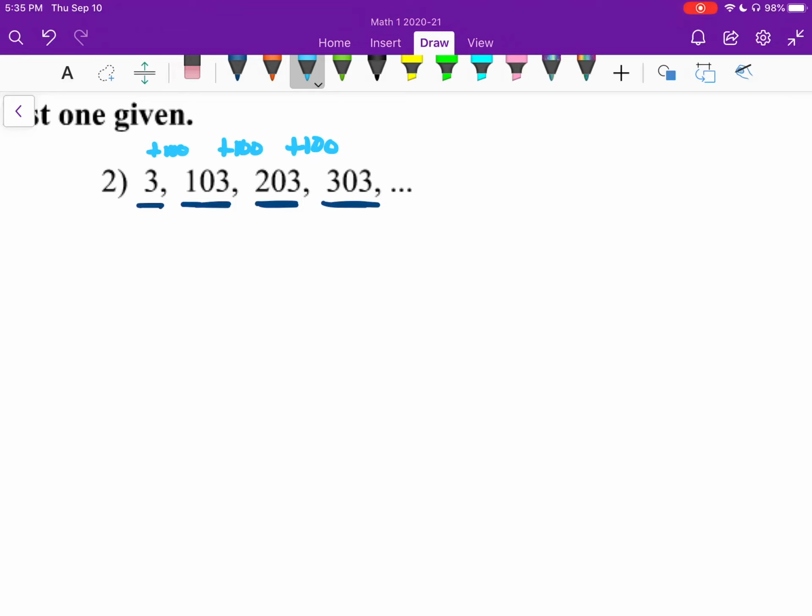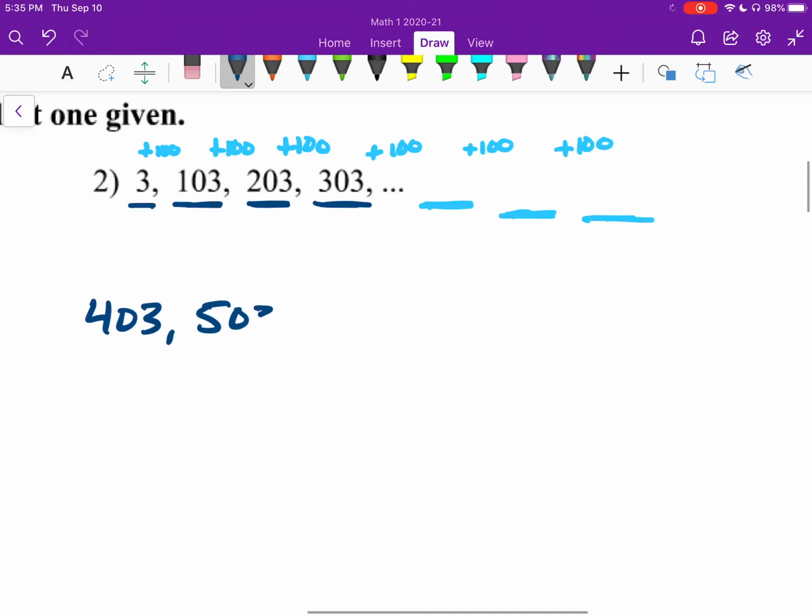So just like in number 1, we're going to continue this trend. We're going to add 100 here, and we get a new blank. Add 100, another blank, and add another 100, and we get our last blank. So this one I think we can do without a calculator. 303 plus 100 is 403, plus 100, 503, plus 100, 603.